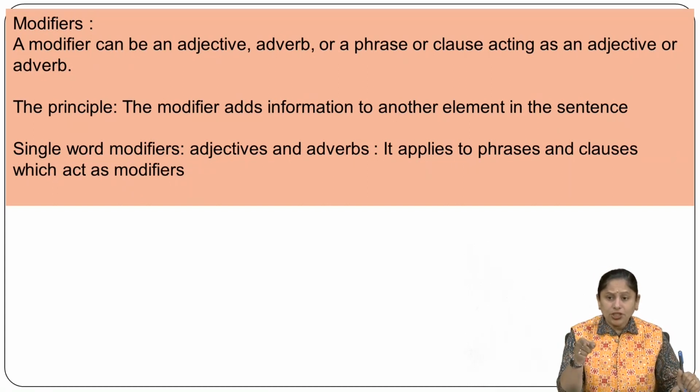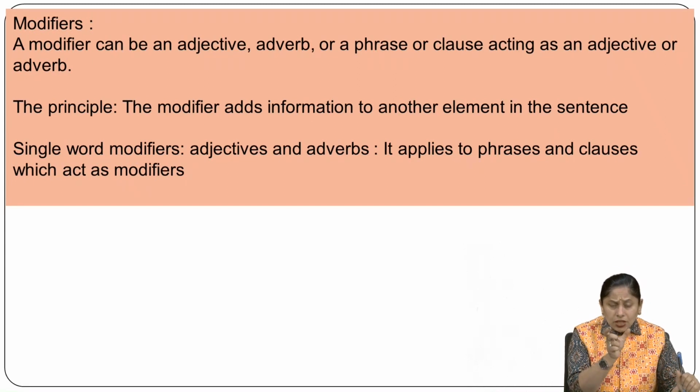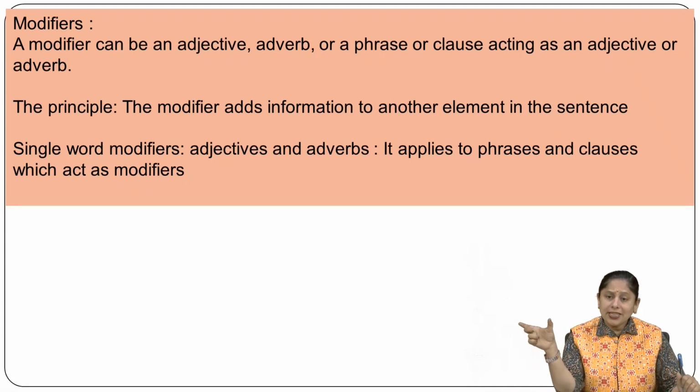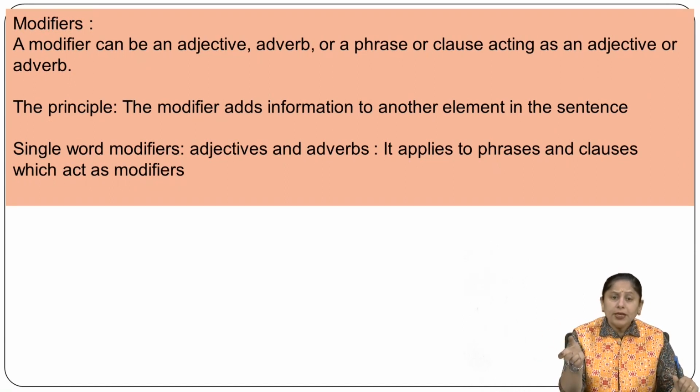As it is written over here, the modifier adds information to another element in the sentence. For example, she is the girl who stood first in the class. Who stood first in the class would be the clause. It is the noun clause because it talks about the girl, it talks about the noun. In the same way, there could be the adjective clause also, there could be the adverb clause also. In the same way, adjective phrase also or adverb phrase also, because almost all the phrases and clauses generally add something about the main sentence.